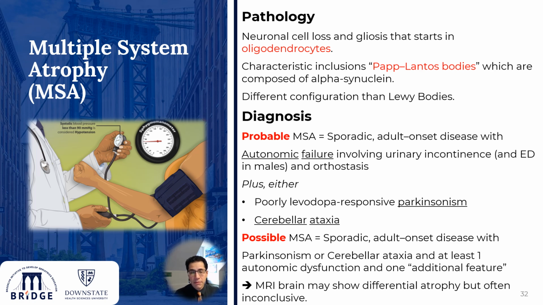For a possible multiple system atrophy, you need Parkinsonism or cerebellar ataxia with at least one autonomic dysfunction and one additional feature, which are the vocal cord palsy or recurrent falls. The MRI is usually not conclusive in these cases.